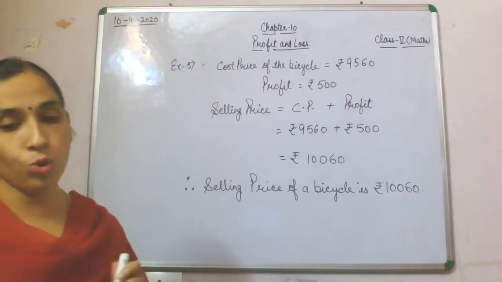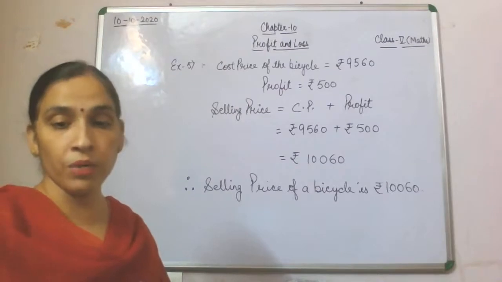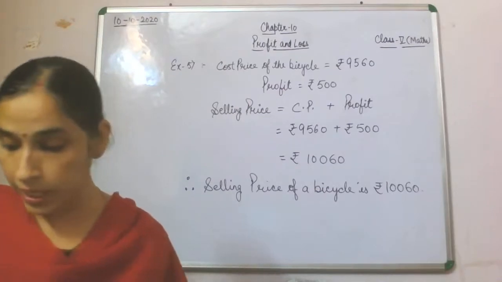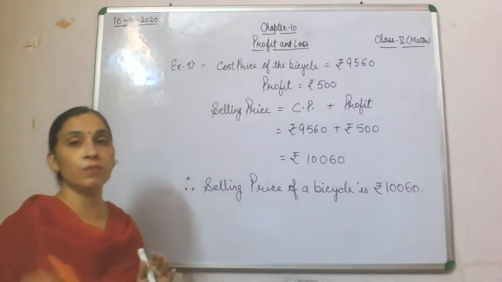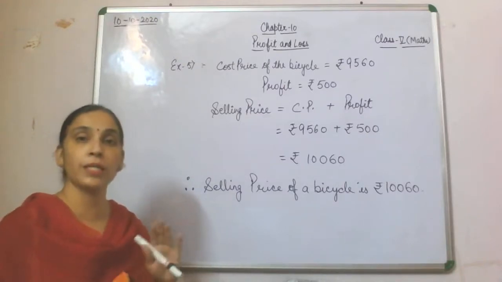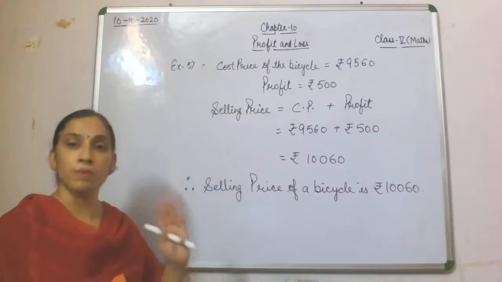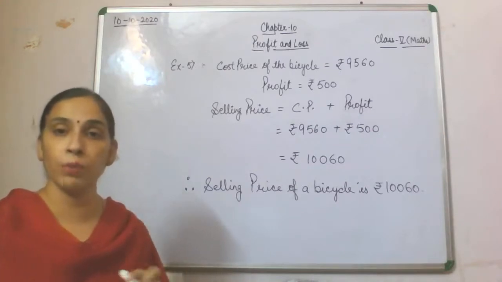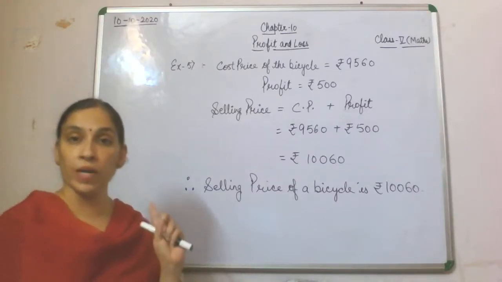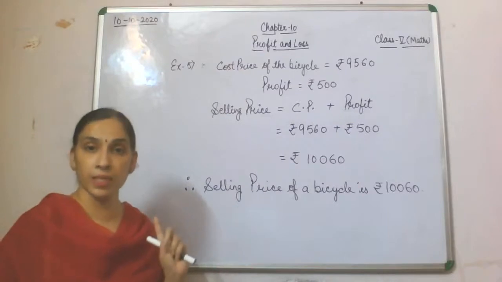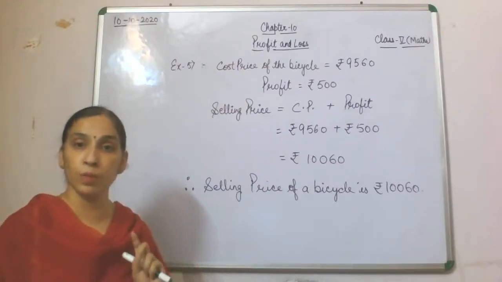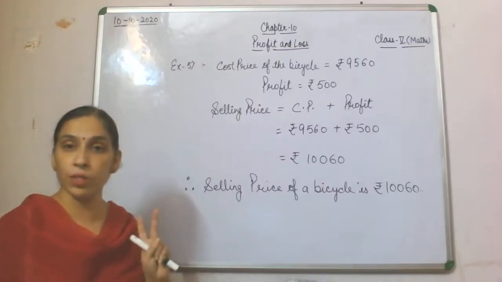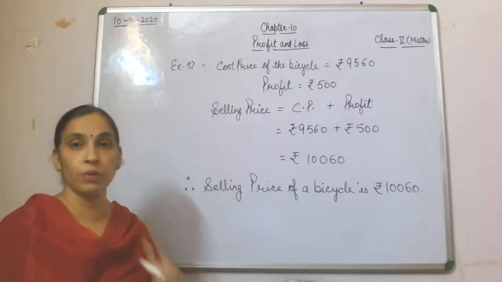Now we'll do questions from exercise 10.1, which was already started, related to our concept only. First day we have done how to find profit or loss, so we have done question 1 of exercise 10.1. Next day we have done how to find cost price, then we have done question number 2 of exercise 10.1.